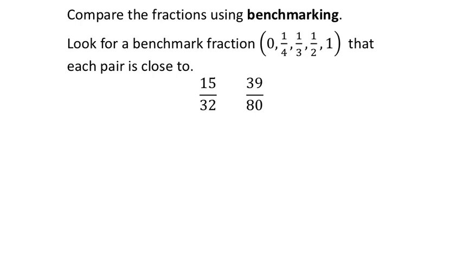Now, you're going to see these types of problems on the assignment. Compare the fractions using benchmarking. Look for a benchmark fraction, 0, 1/4, 1/3, 1/2, and also 1, that each pair is close to. So on this one, we'd say, let's just see if we can figure out which benchmark to use. To figure that out, you can look at the values, and this takes some experience and some thinking. But you can look at these and say, let me change some of these a little bit so that it makes something that's a little bit easier to work with. Specifically, we want values that can either be cut in half, whether it's the top or bottom, or maybe they can be doubled or tripled or quadrupled, or cut in fourths or thirds or something like that.